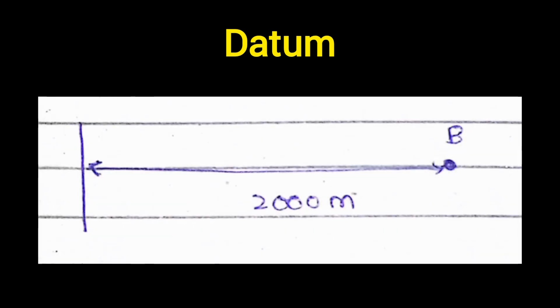Let's see another example. Let's say you are standing at point B and you are 2000 meters away from a wall, and this wall is actually a datum because you are just giving a reference that I am 2000 meters away from this wall. So this wall is called a reference or datum point. I hope that datum is clear for you now. It's nothing but a reference. It can be a line, it can be a point, or even a plane.